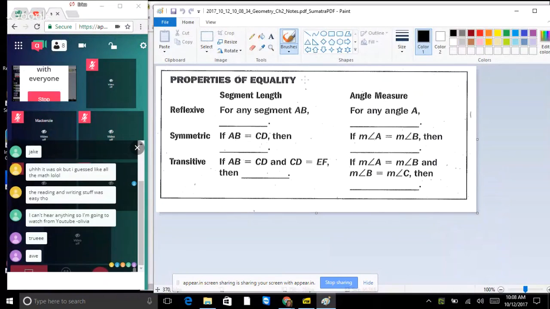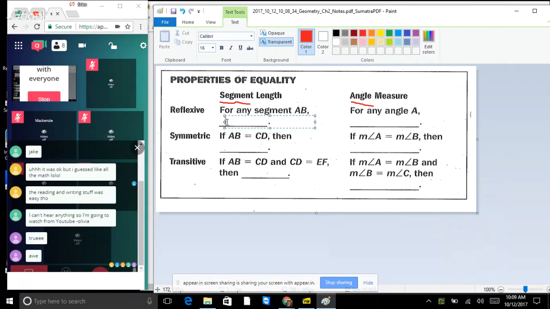All right, so we have these properties of equality that apply now to geometry. We were talking about algebraic properties, so we're going to talk about properties of equality that have to do with segments and angles. I think you guys have these all filled in, but just to review everything. For any segment AB, the reflexive property says that AB equals AB.